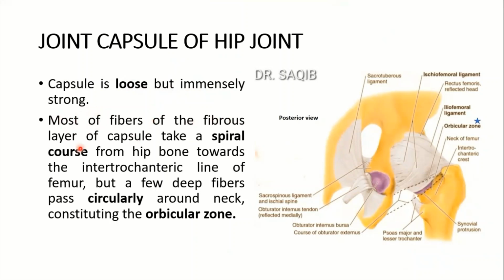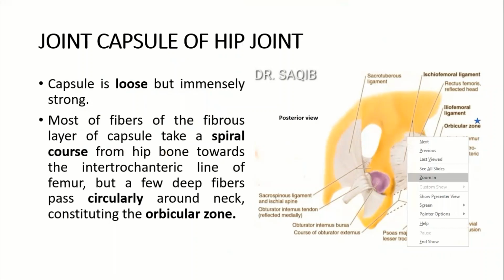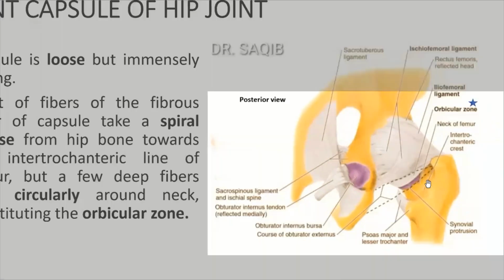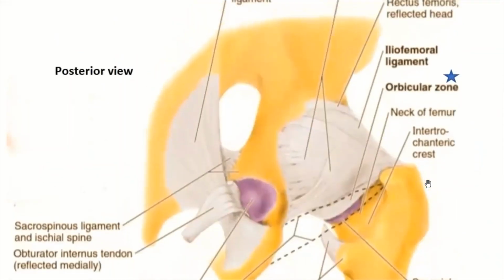Most of the fibers of the fibrous layer of the capsule take a spiral course from the hip bone towards the intertrochanteric line of the femur, but a few deep fibers pass circularly around the neck, constituting the orbicular zone. You could see this is the orbicular zone. So again, I zoom in for you. No option left for me but to zoom in again and again for clarity. I want everything to be crystal clear in whatever I discuss with you in my channel Learning Anatomy.